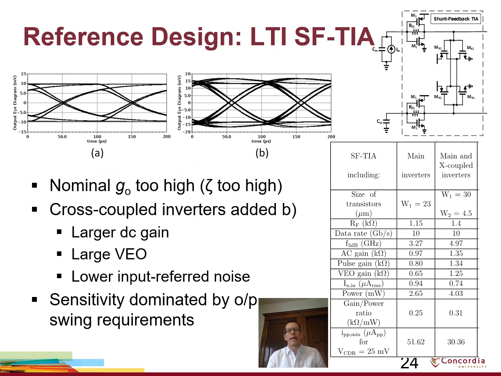So in this work, we want to come up with a reference design against which we'll compare our damping factor modulation design. What we noticed is that with the output conductance that we have for minimum length inverters, we have a G0 that's a bit too high. The damping factor is not optimal. So we went from the I diagram in A to the I diagram in B by adding some small cross-coupled inverters. You can see here in this discussion of LTI system that adding these cross-coupled inverters improves the noise and improves the sensitivity. However, with just a TIA, the sensitivity is dominated by the output swing requirements. That minimum current is significantly larger than 14 times the RMS noise.